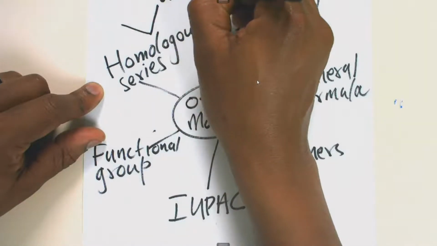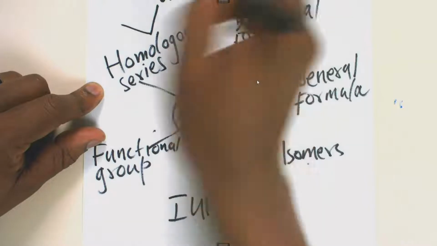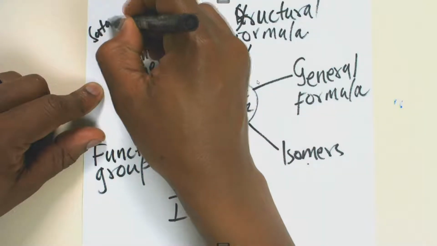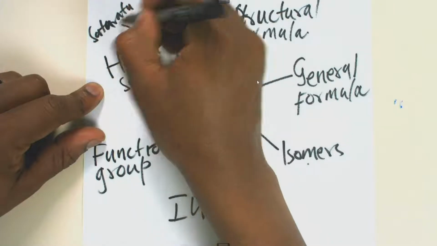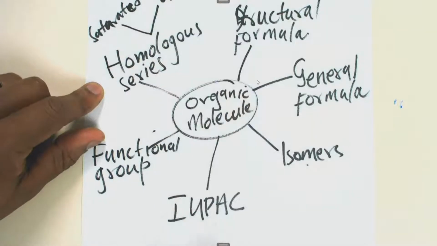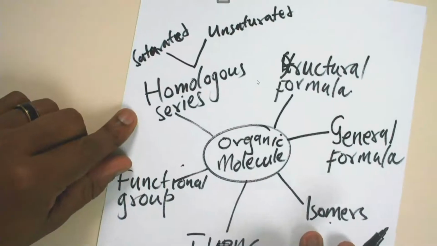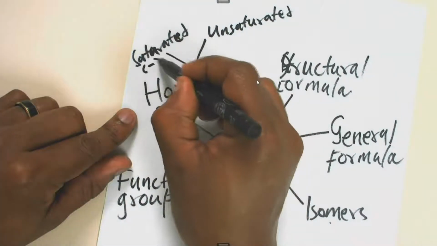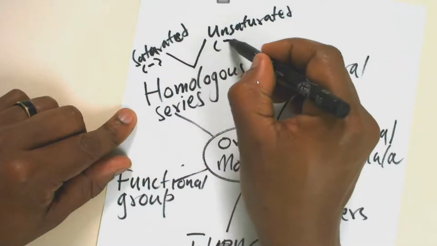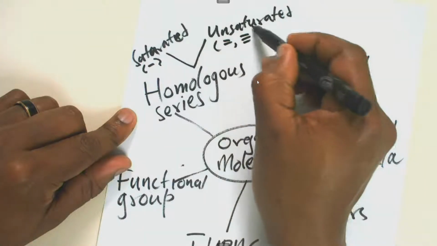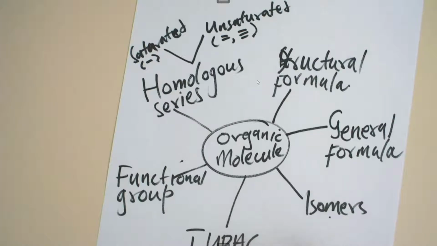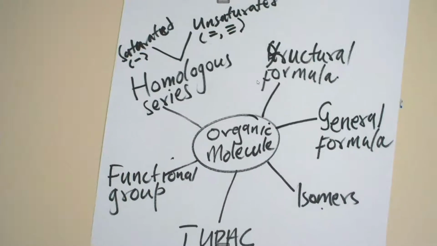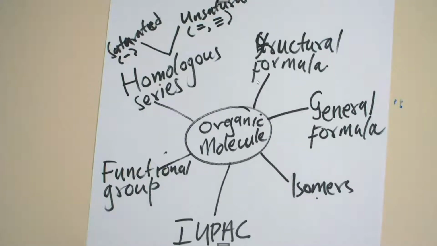So in homologous series, I can further extend it to say I am going to have unsaturated hydrocarbons and saturated hydrocarbons. Saturated hydrocarbons will be my single bonds, and unsaturated will be my double bonds and triple bonds. So this is key in terms of me being able to further extend the knowledge of dealing with organic molecules.